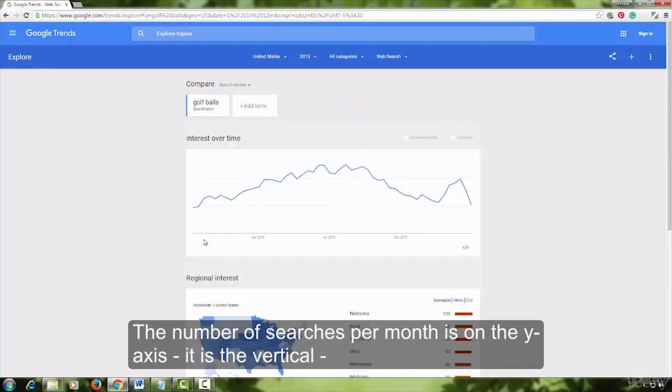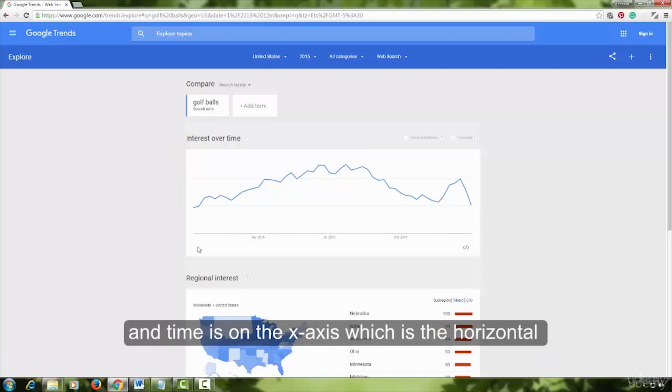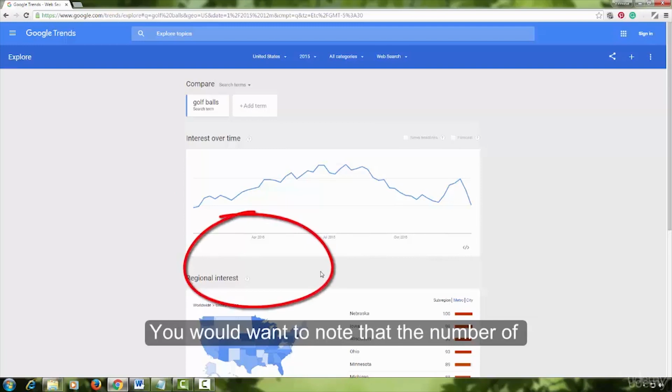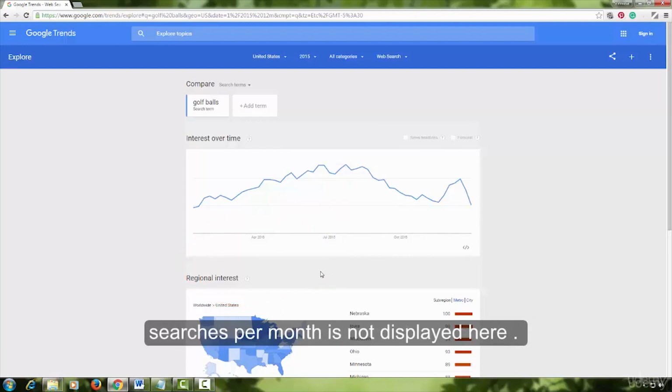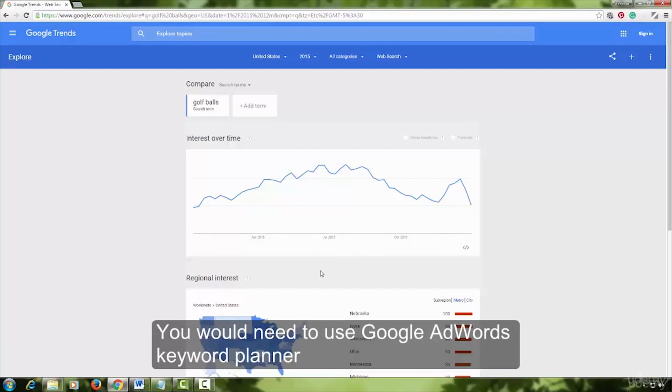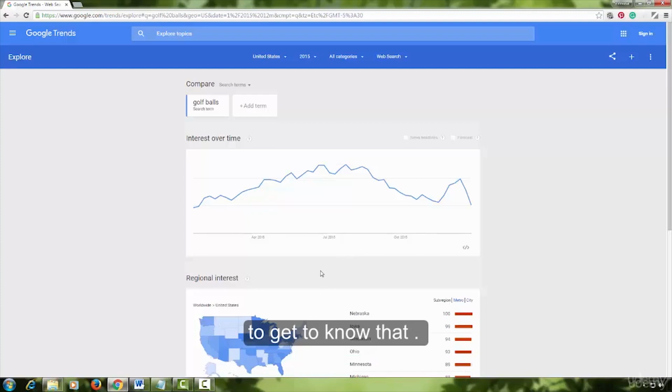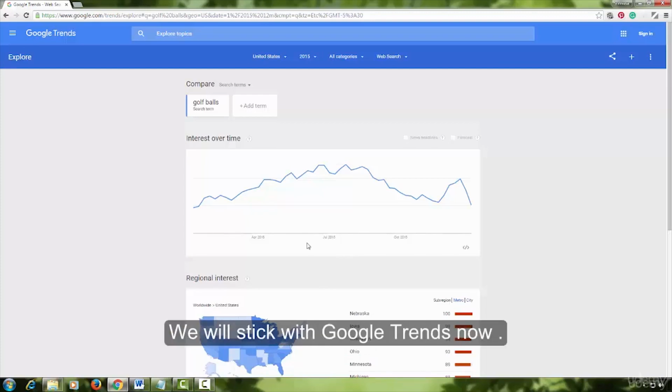The number of searches per month is on the y-axis, which is the vertical, and time is on the x-axis, which is the horizontal. You would want to note that the number of searches per month is not displayed here. You will need to use Google AdWords Keyword Planner to get to know that. We will get to that part later. We'll stick with Google Trends now.